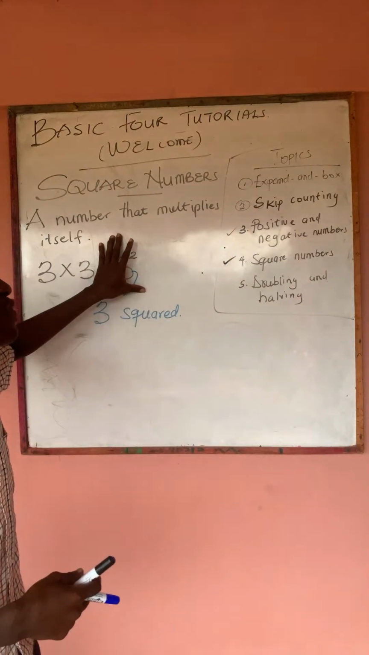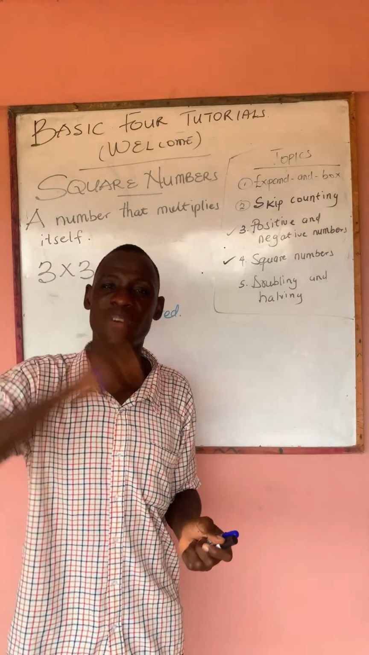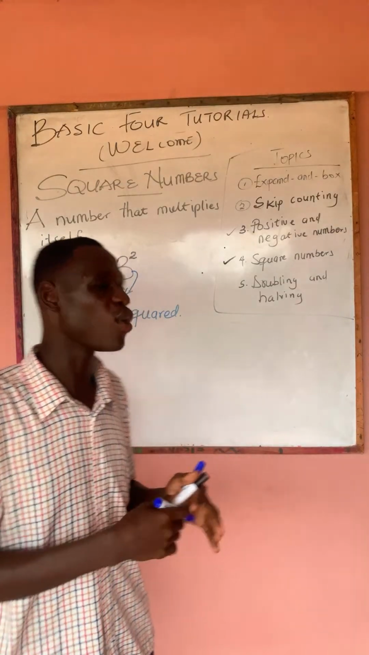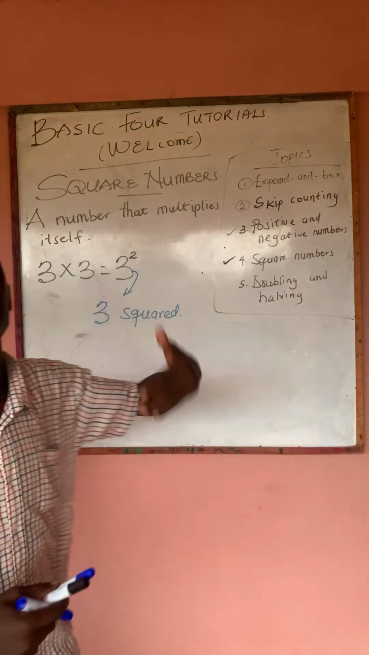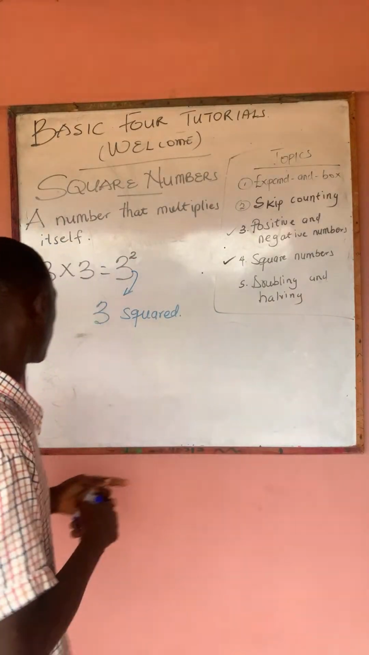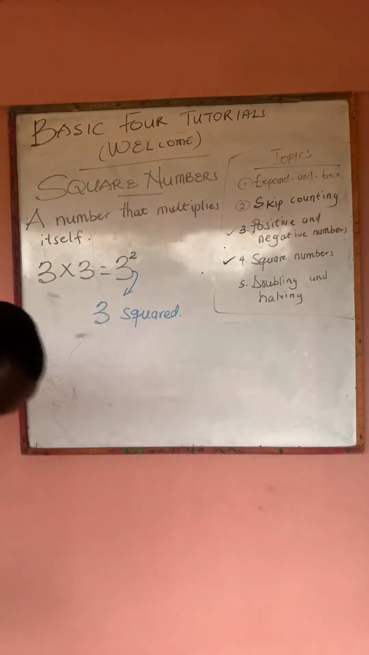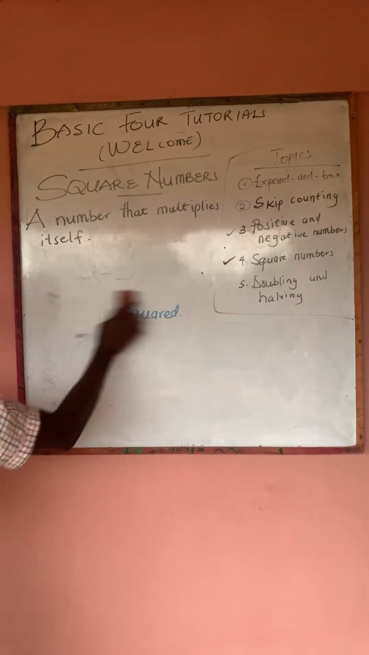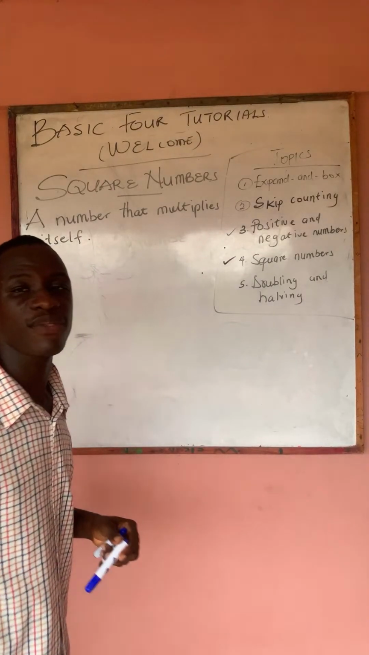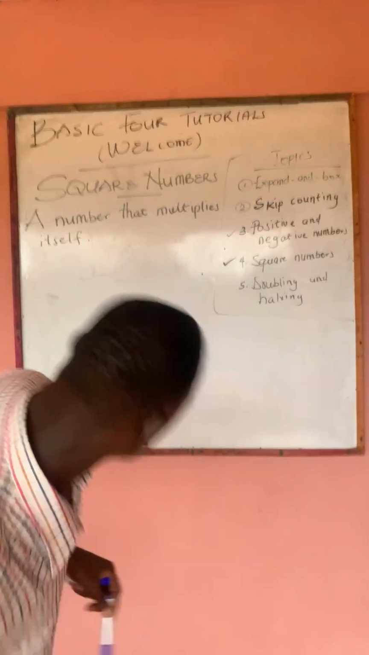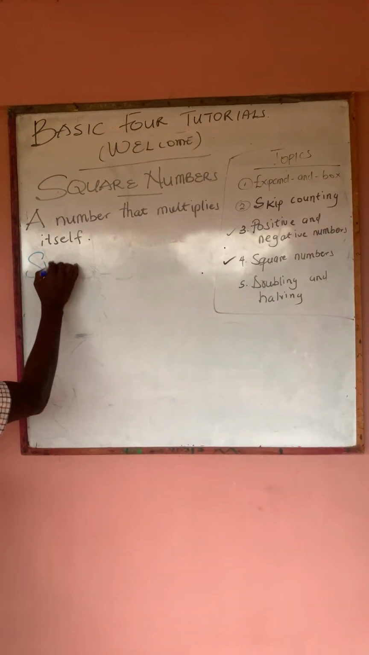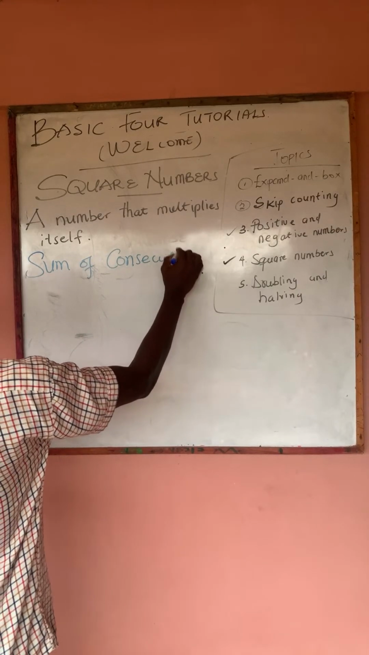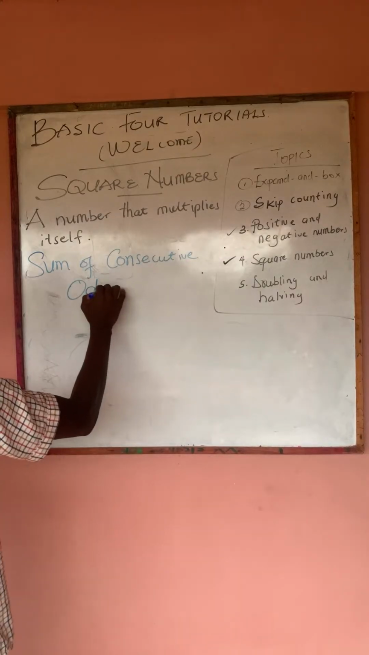Now, after squaring every number, it comes with a particular value. Okay, look at how we're going to find the value of a squared number, a number that has been squared. Okay, all right. So let's get to work. We are going to use what we call the sum of consecutive odd numbers.